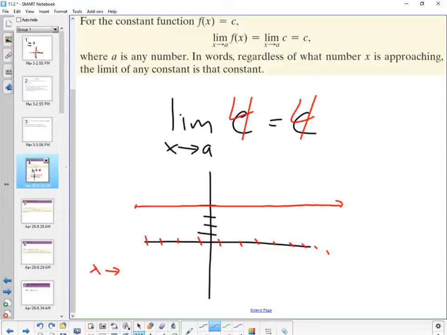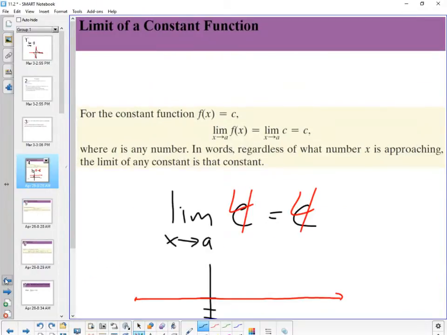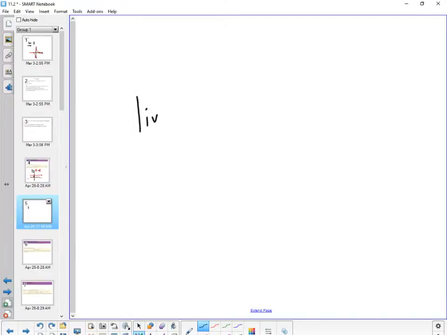So if I ask you for the limit of the constant 8, you would say 8. 8 is correct. What if I said find me the limit of negative 9? You would say negative 9. What if I said as it approaches 6? Negative 9. What about 8? Negative 9. What about 18? Negative 9. You get the point?